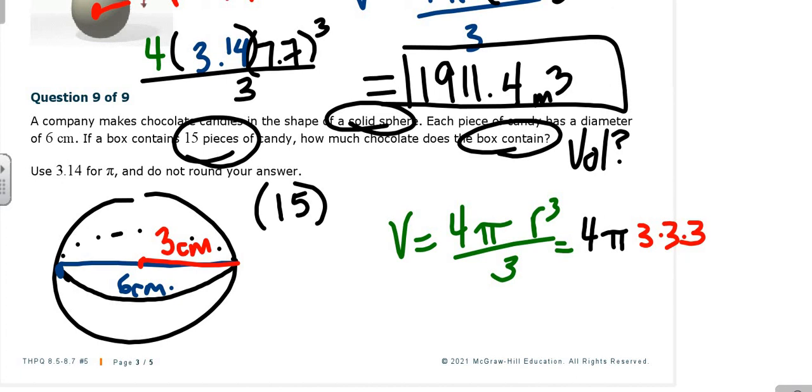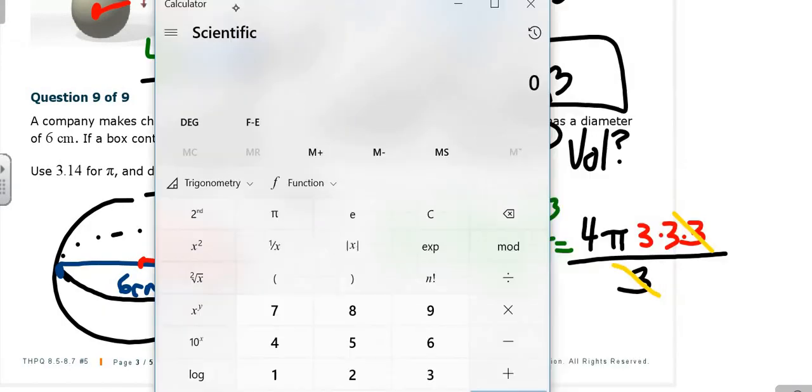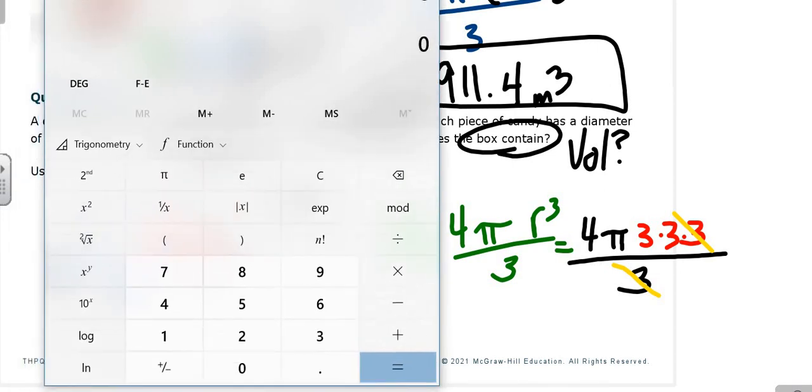Okay, the reason why I wrote 3 times 3 times 3 out, because we're over 3, you can see right off the key to multiplying is not multiplying, it's factoring. That's the one thing that I want you guys to really strive to understand about your own position. So this is basically 4 times 9, which is 36 pi. So 36 times 3.14, make sure you get exactly 3.14.